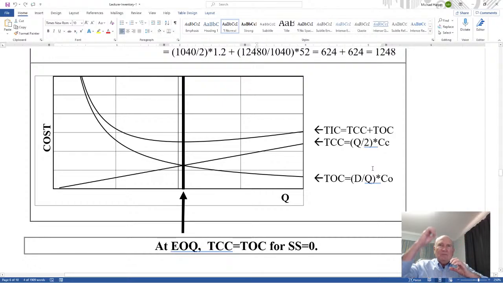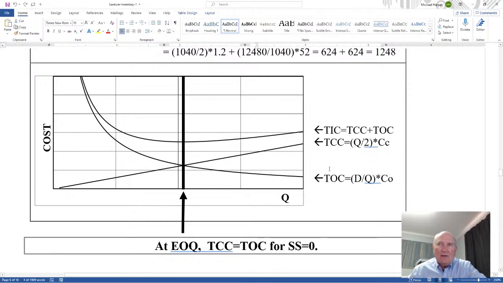Suppose we did get the EOQ, you know what it is. Just for an example, let's say the Q is 100. If I order 100 items at the end of the year, then my ordering and carrying costs are the same. Well, good. If there's zero safety stock, then what's your unit carrying cost?